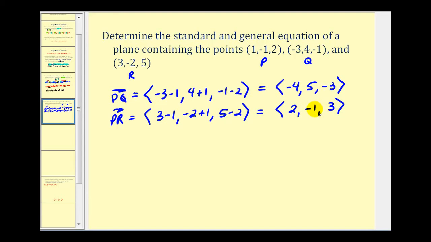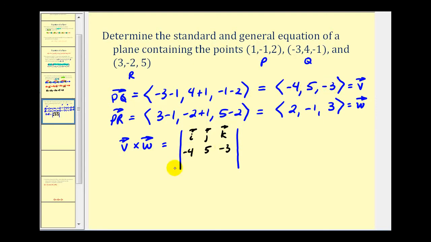So if we cross these two vectors, we will get the normal vector, which will help us find the equation of that plane. So let's just go ahead and call this vector V, call this vector W, and we're going to cross the two vectors. Remember, that's going to be equal to the determinant, where the first row will be i, j, k. The second row will be -4, 5, -3. And the third row will be 2, -1, 3.